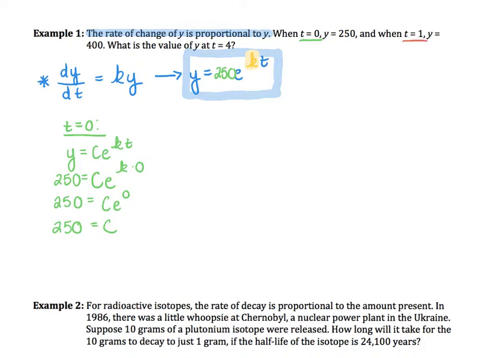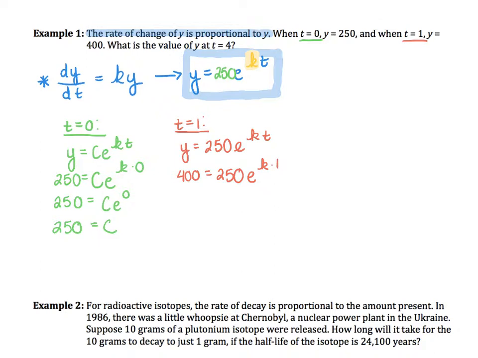is what's going on at t equals 1. So let's just see where that gets us. This is our formula thus far. We have y equals 250 e to the k times t, and y is 400 when t is 1. So that's going to be k times 1, or just k.